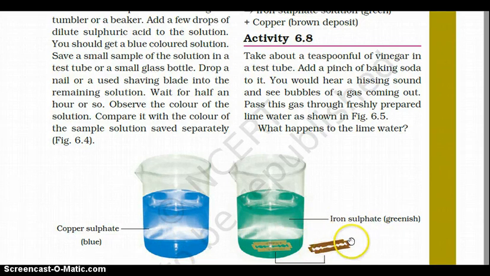And when you observe the blade, you will see that it has a brownish coating on it. So what happened? The copper inside the copper sulfate solution was displaced by iron, and this copper was deposited over this piece of iron. That is why it became brownish in color.